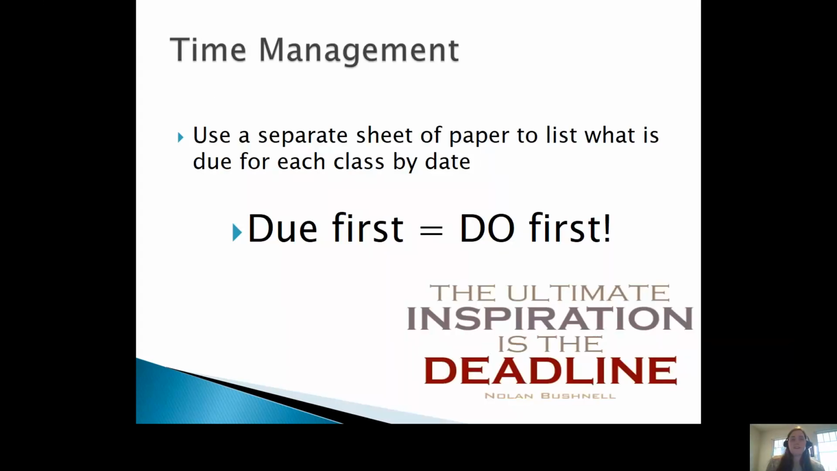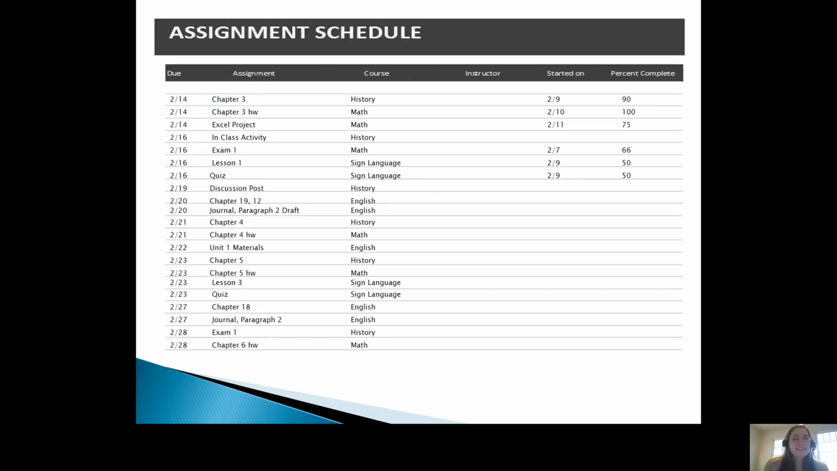For time management, you can also use a piece of paper to list what is due for each class by date. If you don't want to do the calendar, you can sort of make a chart. And remember, things that are due first are the things that you should work on first, that you should do first. So here is an example of a student that made more of like a chart of when the assignments were due on that very left-hand side, and kept track of their progress. So here are just some different options for keeping track of your assignments and monitoring where you are with things.